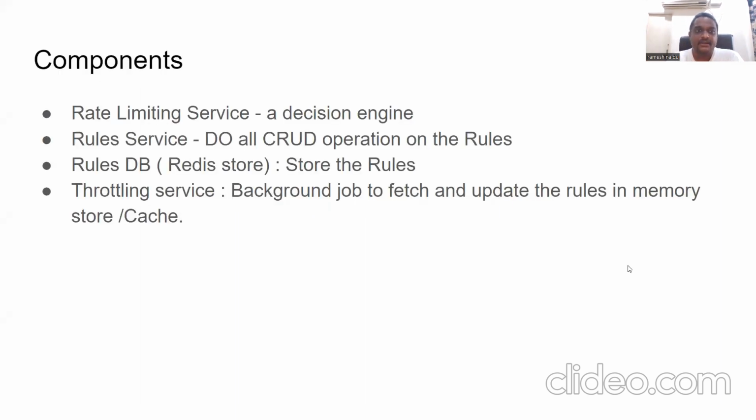So these are the major components which will be a part of the rate limiting service, the entire workflow. So one is the rate limiting service, which is basically the decision maker. So I'm calling this a decision engine. A request which comes from ELB lands on this particular microservice first. This will be the central service, which collaborates with all other services.